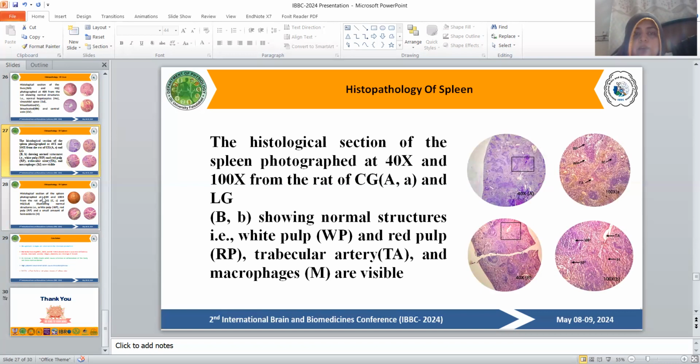Histopathology of spleen. The histological sections of the spleen photographed at 40x and 100x from the rat of a control group and low dose group, showing normal structure, white pulp, red pulp, trabecular artery, and macrophages are visible. So here, in this group also, the low dose group does not show any toxicity in spleen, as it was just like the control group.